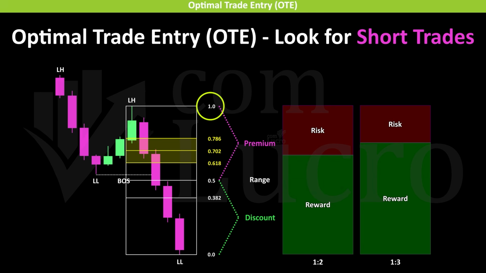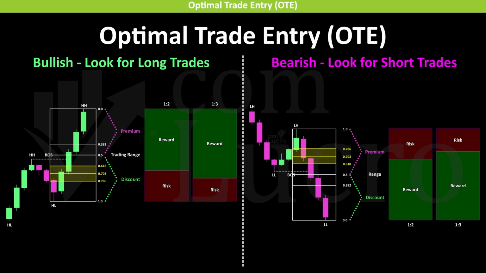In a bearish scenario, the 0 level should be placed at the swing low and the 1 level at the swing high. Regardless of how the Fibonacci is drawn, the premium zone will always be located in the upper half of the range, while the discount zone will always be located in the lower half. The position of the Fibonacci levels may change, but the concepts of premium and discount remain the same.